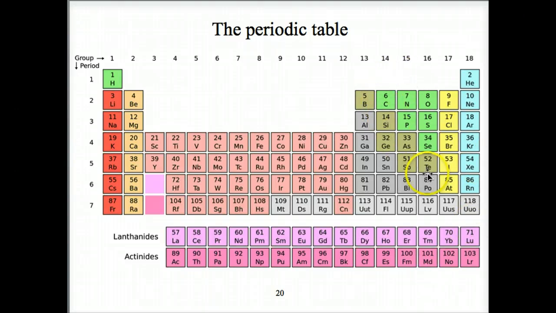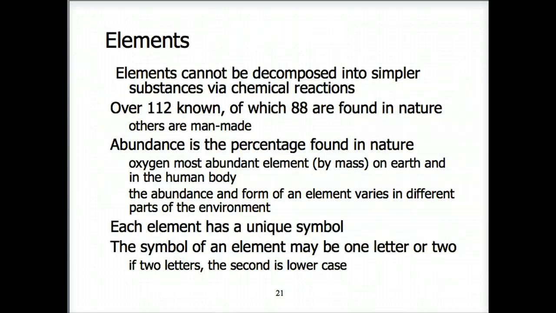All of our nonmetals are on this side. These are the noble gases in 18, the halogens in 17. A kind of stair-step thing right here separates our nonmetals and our metals, and you'll see that on another slide. The transition metals are in the middle. Okay. So there's over 112 known. There's actually 118 now. 88 are found in nature. The rest have been man-made.